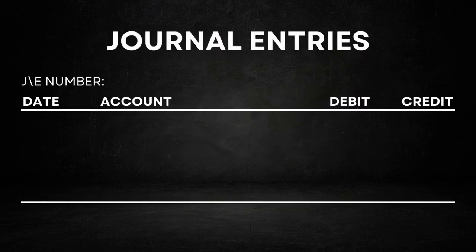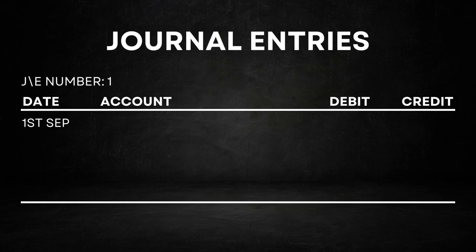First, we have the journal number, which acts as a unique reference to identify the entry. Next, we have the journal entry date, which represents the date when the journal is posted in the general ledger. This date is significant as it determines the accounting period in which the transaction will be reflected.